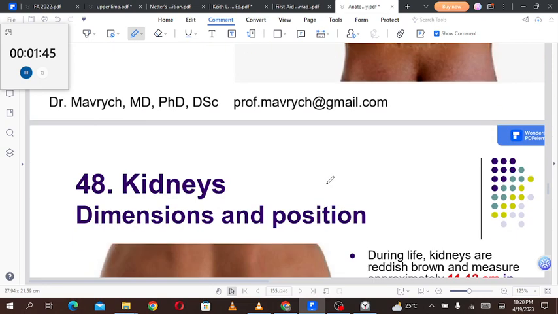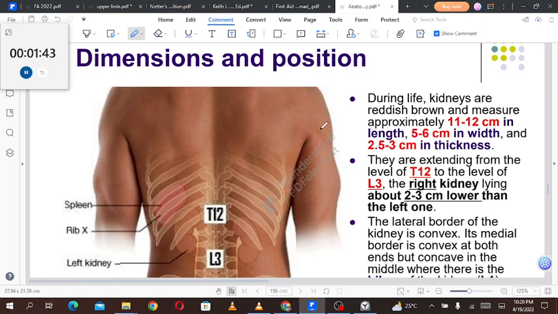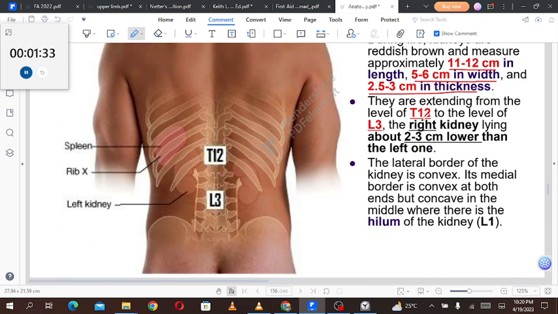Point number 48 is about the kidneys, dimensions, and positions. During life, kidneys are reddish brown and measure approximately 11 to 12 centimeters in length, 5 to 6 centimeters in width, and 2.5 to 3 centimeters in thickness. They extend from the level of T12 to the level of L3, and the right kidney lies about 2 to 3 centimeters lower than the left one.